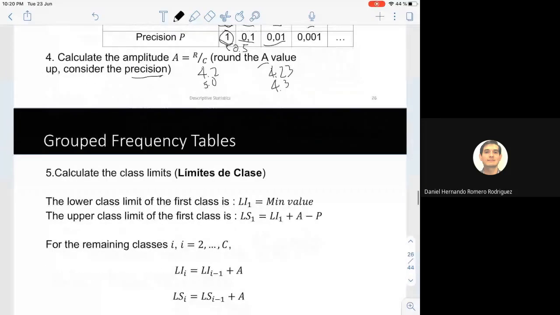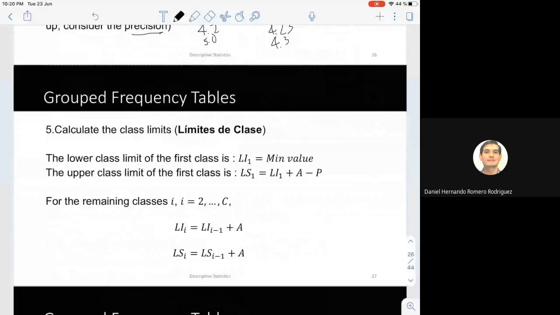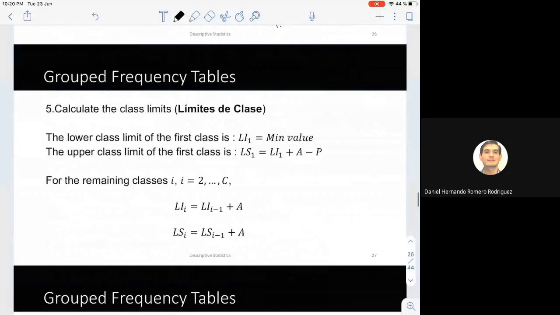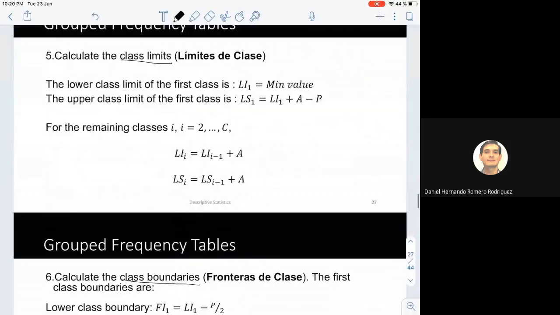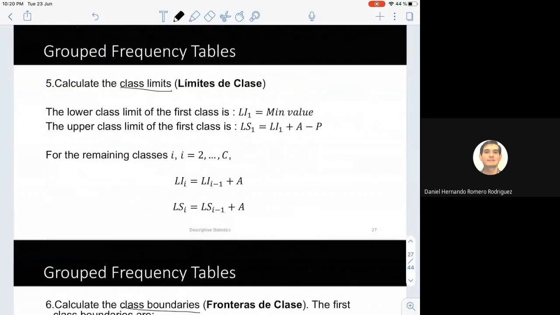Okay, so once we have the precision, then we need two important steps here. We're going to compute the class limits and the class boundaries. The class limits are theoretical values. We won't use the class limits in a practical way. It's just an intermediate step that we need to get the boundaries. So for the class limits, for the first class, the lower limit is just the minimum value in our observations.